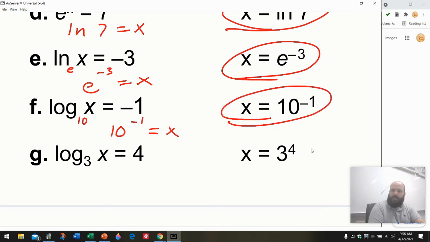The last one is done in the same fashion. You can see we have a 3 right here. So the base of the log becomes the base of the exponent. It's 3 to the 4th power equals x. And 3 to the 4th power would be 81. If you wanted to write that, you could, or you could just leave it as 3 to the 4th.